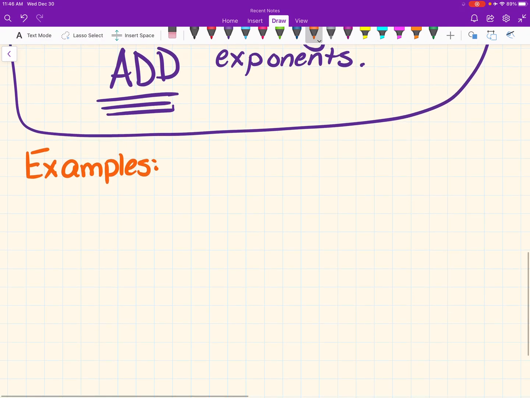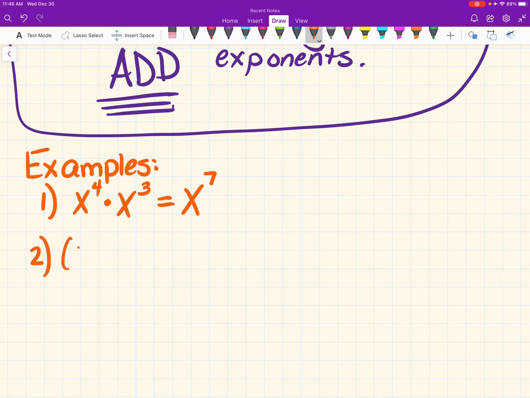Okay, so number 1, x to the 4th times x to the 3rd. Well, we have 4 x's and 3 x's. Like bases is x, add the exponents is 7. Let's do number 2. We have 5x squared y to the 3rd times 2xy.